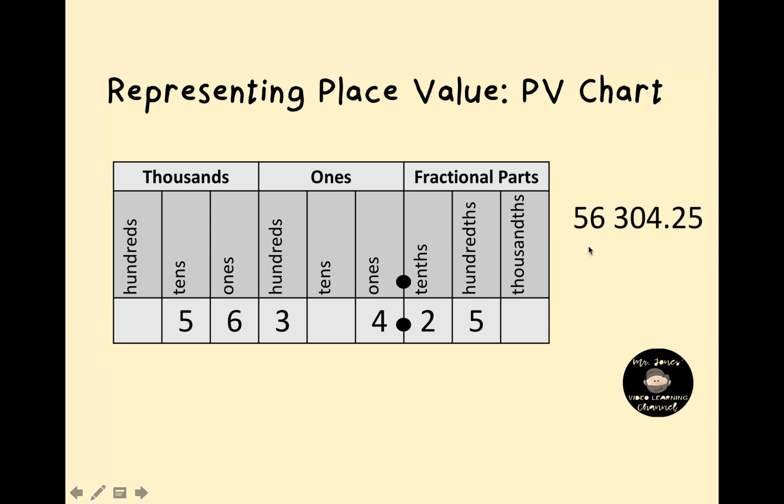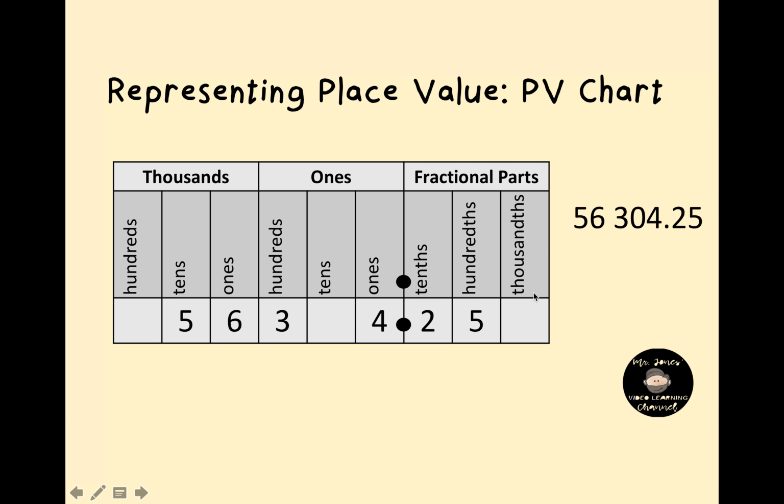So in this case, we put the number 56,304 and 25 hundredths into our super place value chart. So we have 5 tens of thousands, 6 ones of thousands, 3 hundreds of ones, so just 300, and 4 ones of ones, so just 4. And then again, we have 2 tenths and 5 hundredths.